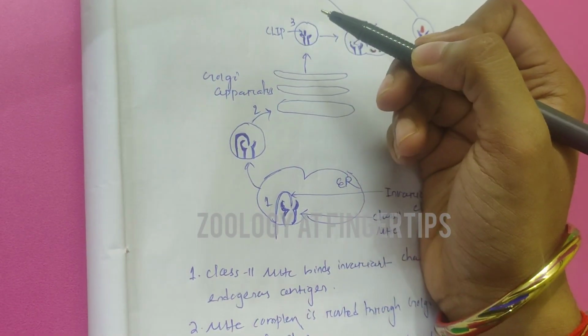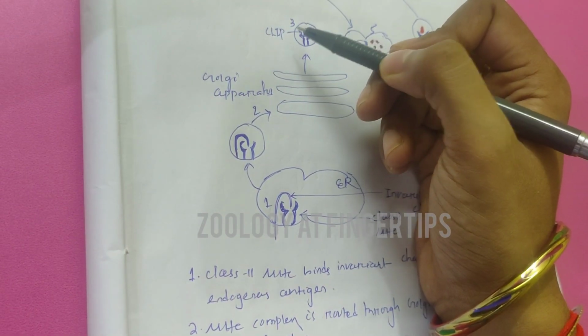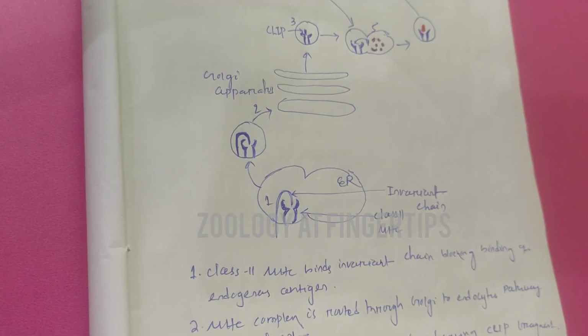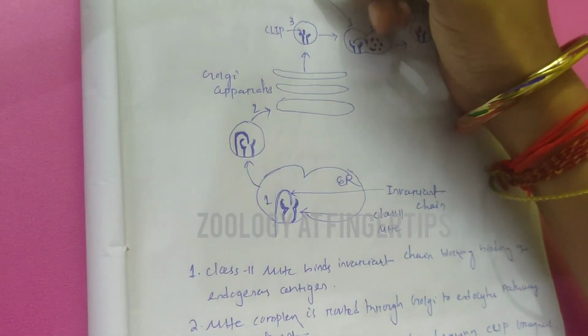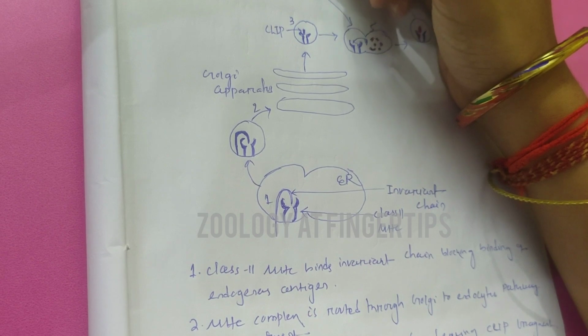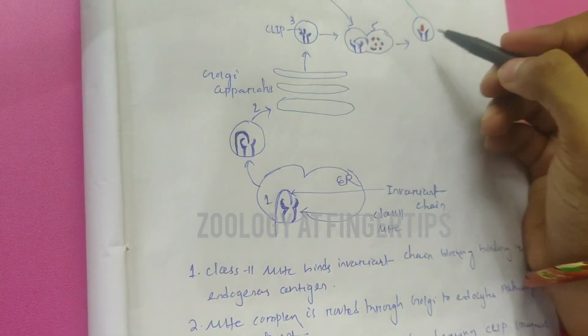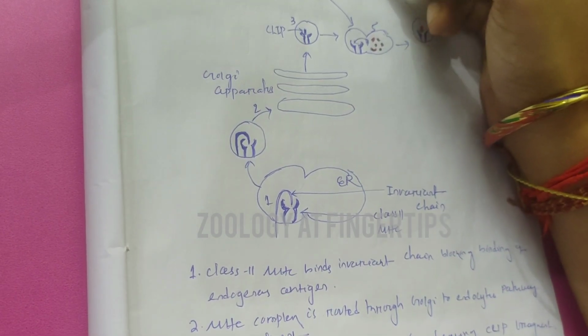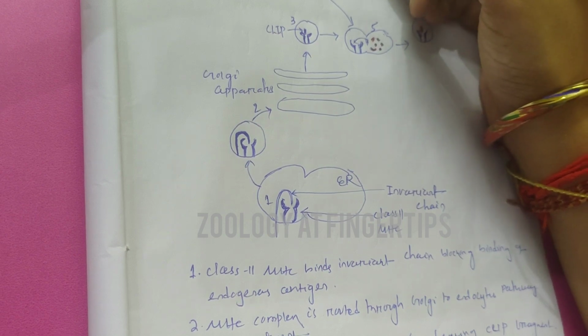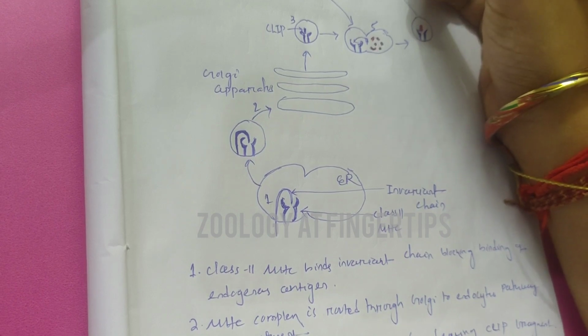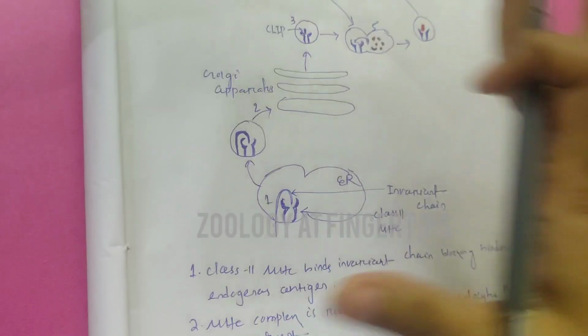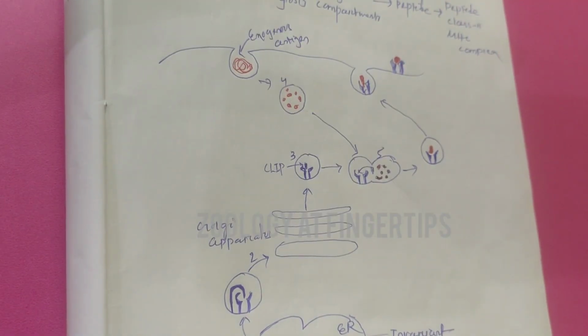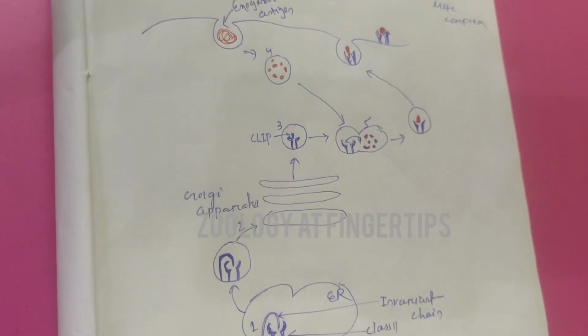known as class 2 associated invariant chain peptide. Now the processed exogenous antigen binds to the class 2 MHC molecule. Now this class 2 MHC molecule comes to the plasma membrane of the APC. Now on the plasma membrane, this class 2 bound exogenous antigen is recognized by helper T cell. This is the entire process of processing and presentation of exogenous antigen to the helper T cell.